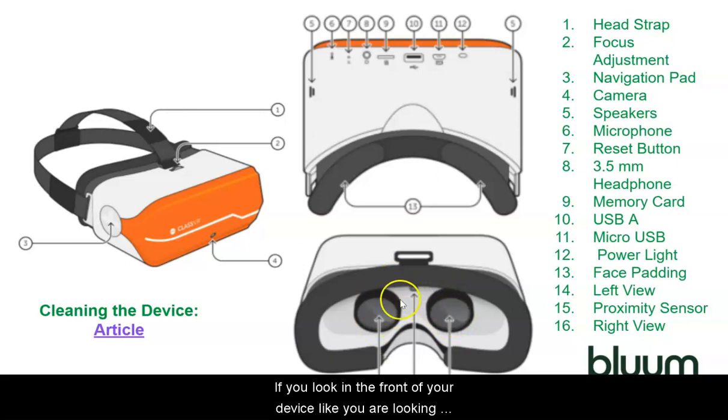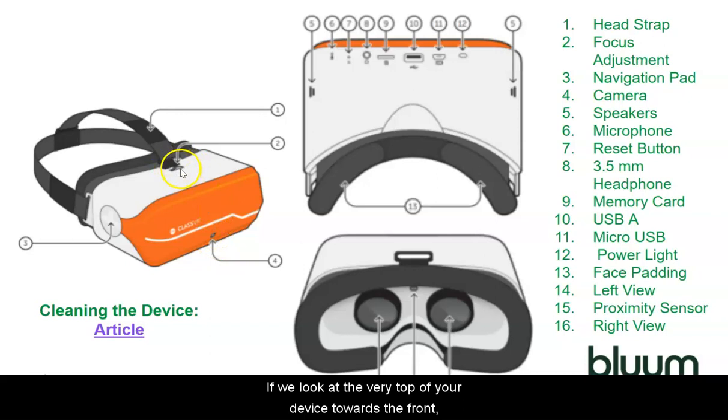If you look in the front of your device, like you are looking through those goggles, you're going to notice a black rectangle. This black rectangle is your proximity sensor. This is what tells the device whether it is being currently used or not. It's a great way to save battery. If students say that they have put the device up to their face and are not seeing anything, have them double check that the padding along the top side of the headset is not in the way of that proximity sensor.